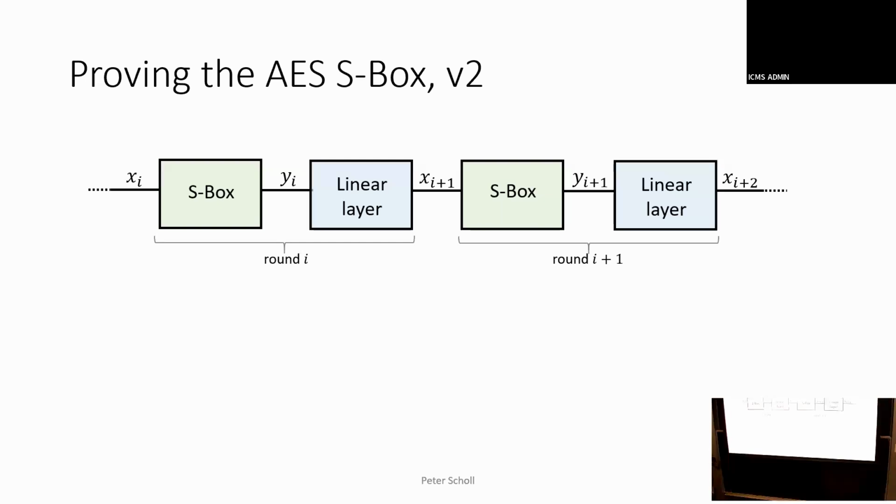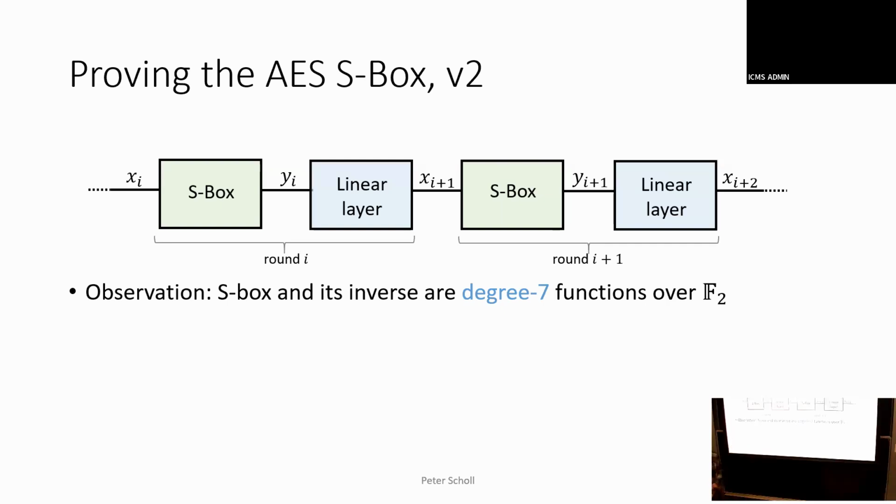Okay, so if we actually look at the S box as a Boolean function, then it turns out this has degree 7 over F2. It's not too hard to see if you just look at the field inversion formula as an exponentiation and work out the addition chain. Degree is not too high.